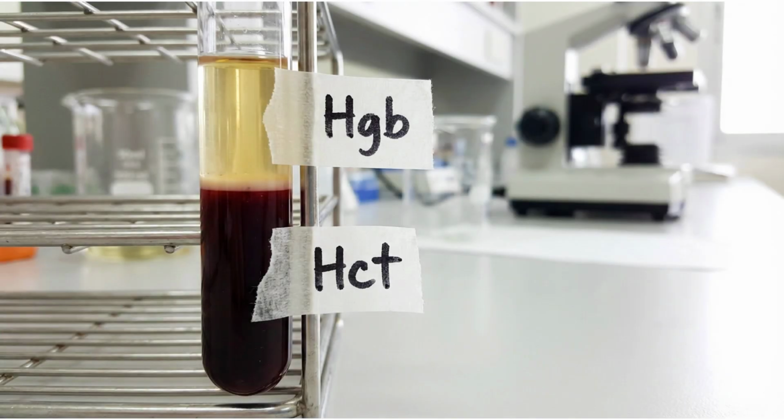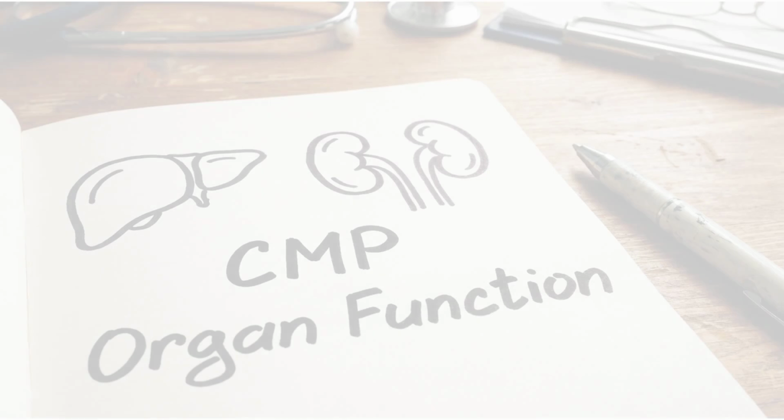The CBC is further detailed by specific tests like HCT, or hematocrit, which measures the proportion of blood made of red blood cells. Another key metric is HGB, or hemoglobin, the specific protein within red blood cells that transports oxygen. These values are critical for diagnosing conditions like anemia or assessing a patient's hydration status.